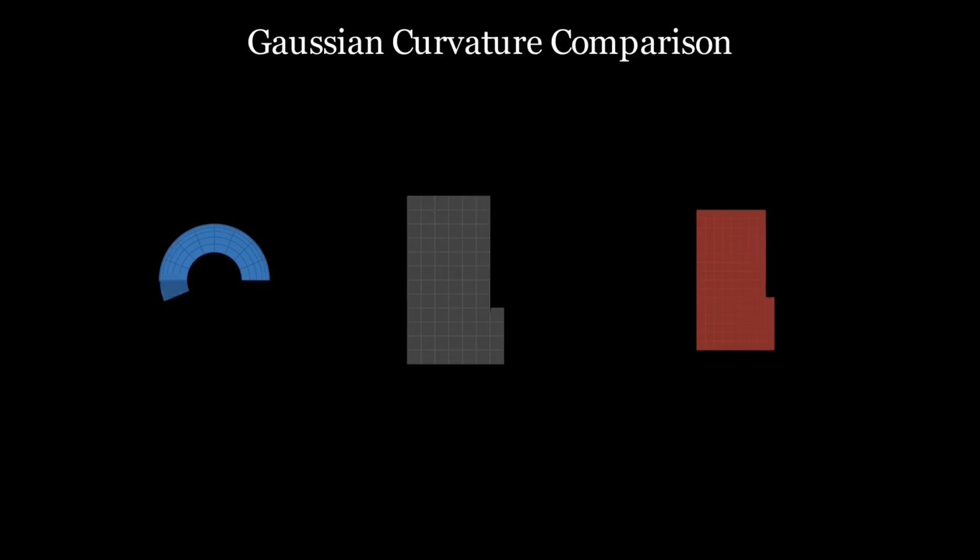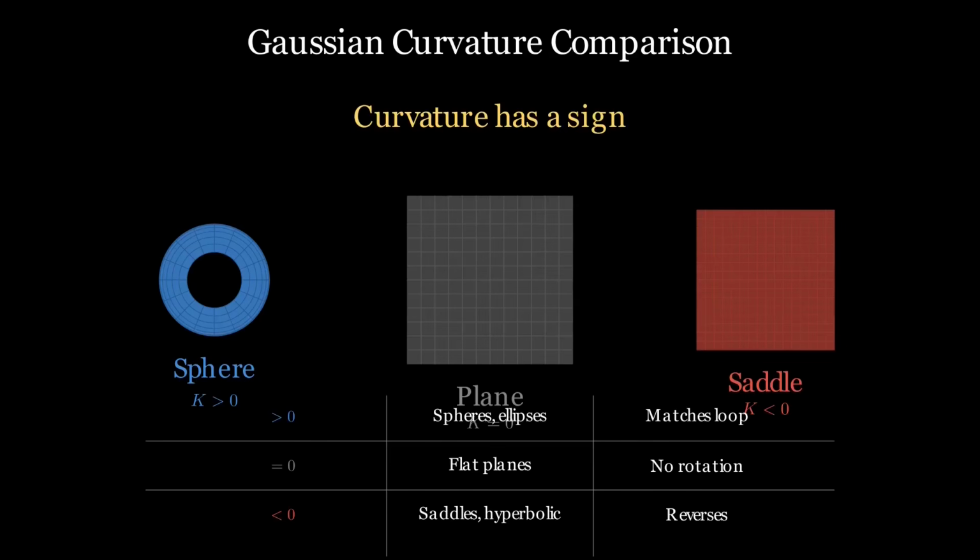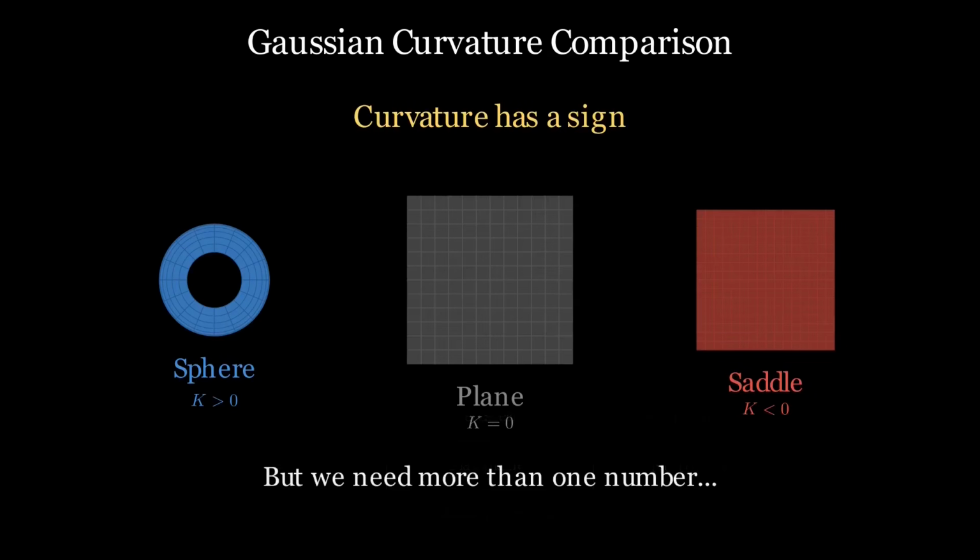Here are 3 fundamental geometries: the sphere with positive Gaussian curvature, the flat plane with zero curvature, and the saddle with negative curvature. Each color represents a different class of curvature. Watch what happens when we parallel transport a vector around a small loop on each surface. On the sphere, the vector rotates clockwise. On the plane, nothing changes. And on the saddle, the vector rotates counterclockwise, the opposite direction.